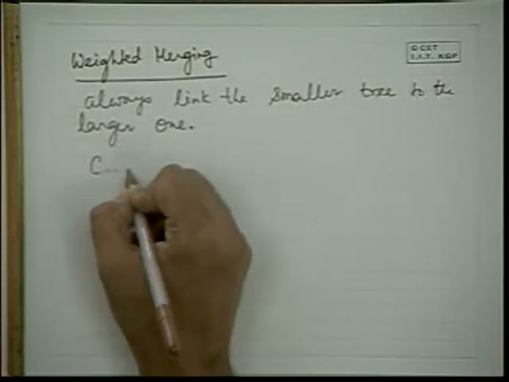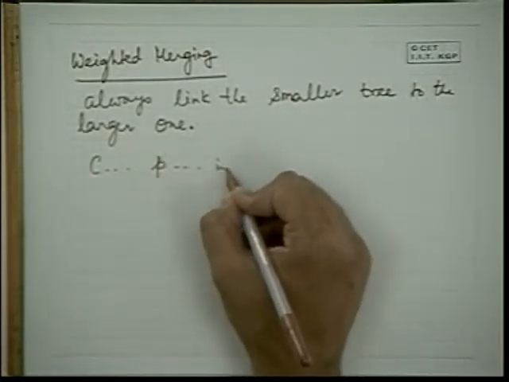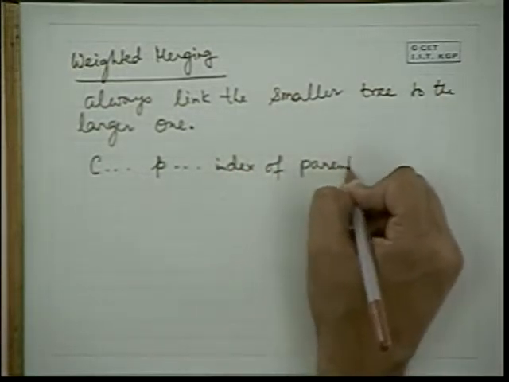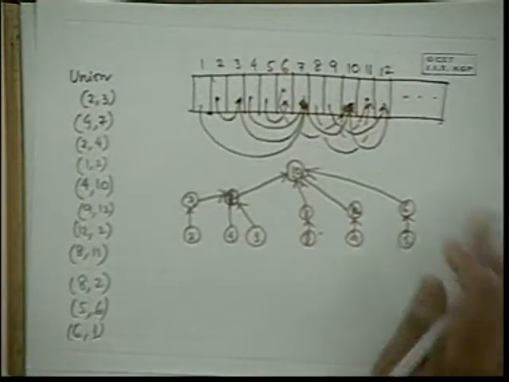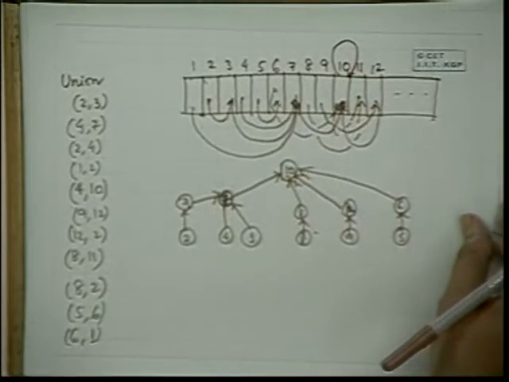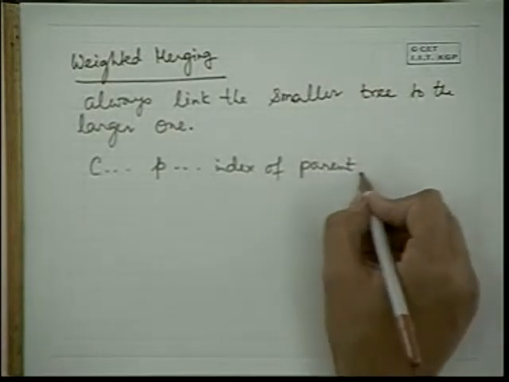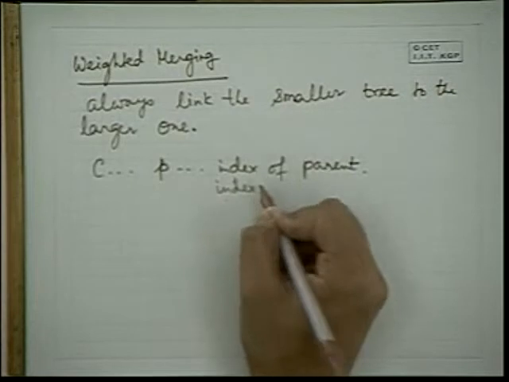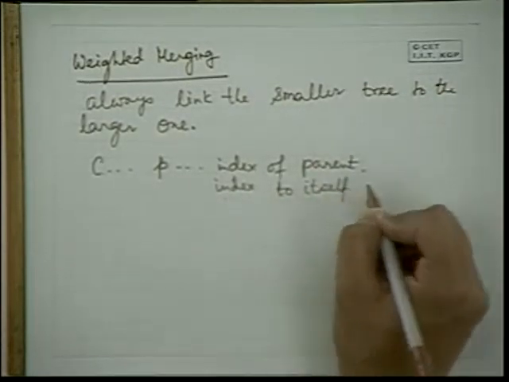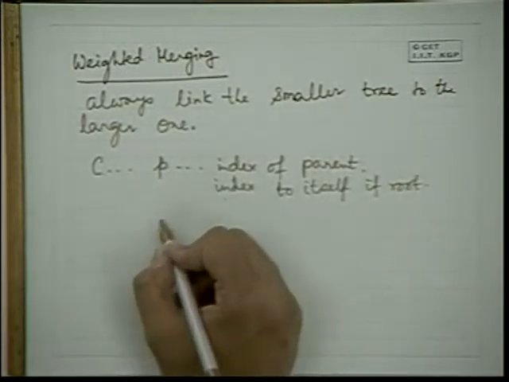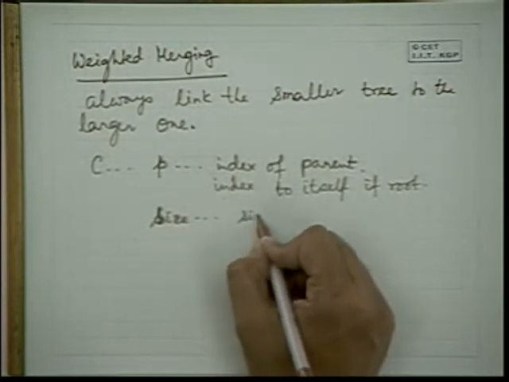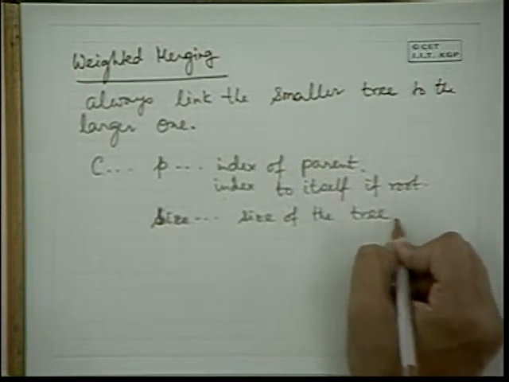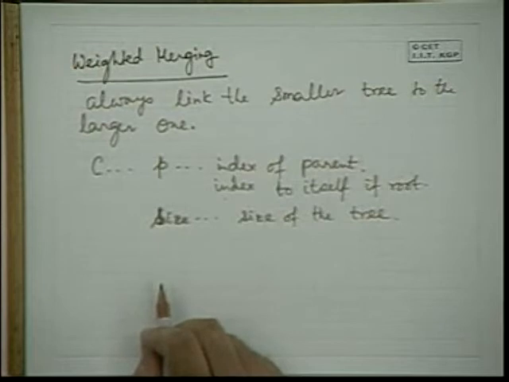So, I am going to now write the algorithm. I am assuming that the array has these fields. One is P, that is the index of parent, and it is itself if it is a root. So, in this example, 10 is the root, so this will have a pointer to itself, to designate that it is a root. So, index of parent, or index to itself if root. Then again we maintain another variable, size of the tree. Initially you can maintain it as 1. All the elements have size only a single 1.